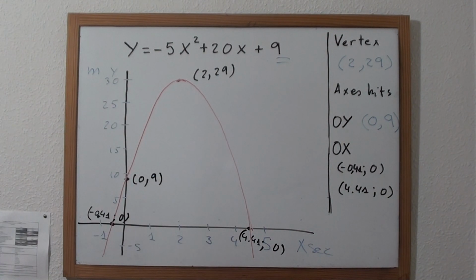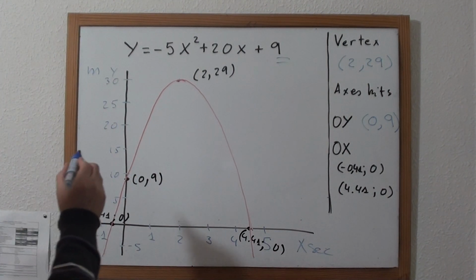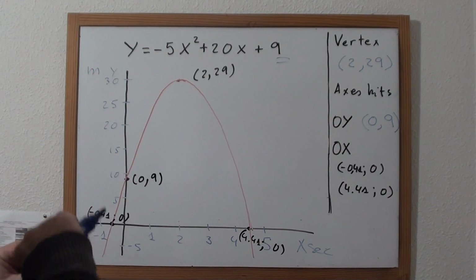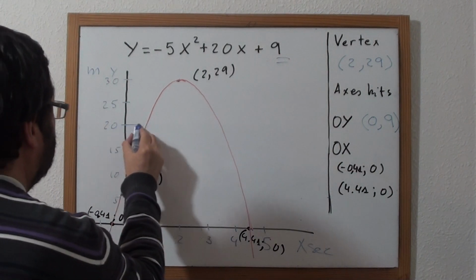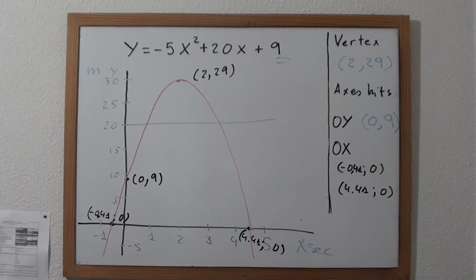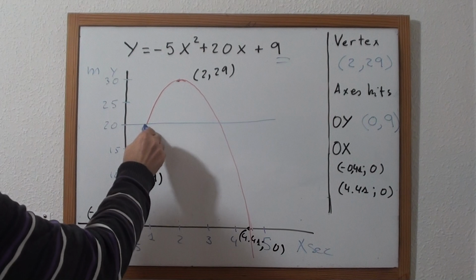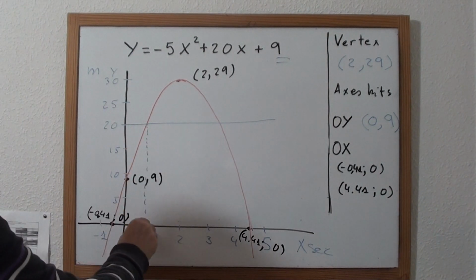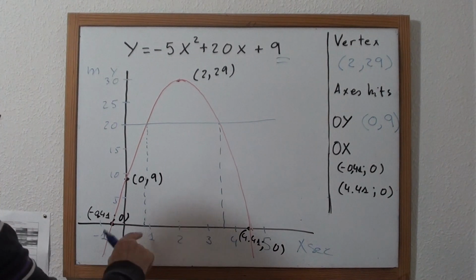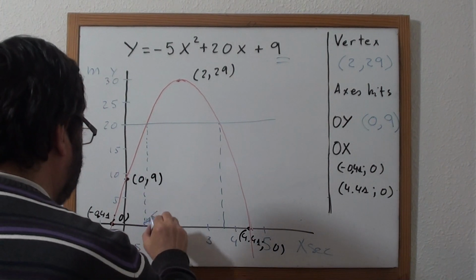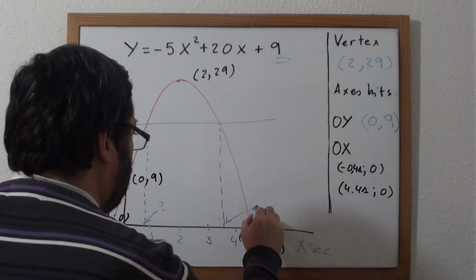Okay, and now I'm gonna make one more question. For instance, how long is the bullet over 20 meters? Is the bullet higher than 20 meters? So I'm gonna draw a line here in the 20 meters, and I want to know how long is the bullet over that height. So quite easy. Just find this number and we get it. Okay, find this number and this number.